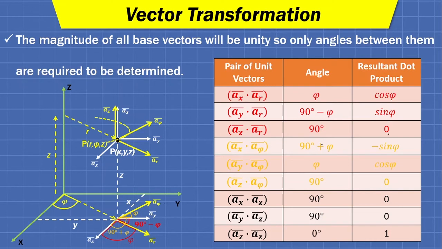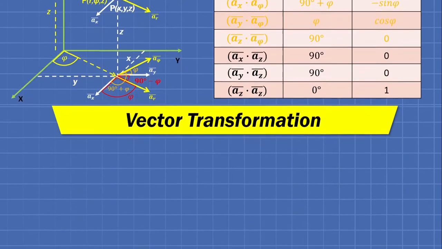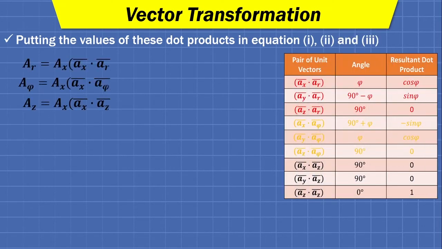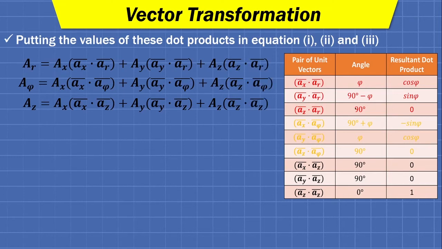And similarly all 9 dot products have been calculated. And as you can see, 4 elements are 0, because at these elements we got a 90 degree angle. Here x and z are perpendicular, z and r make an angle of 90 degrees, and z and phi also make an angle of 90 degrees. So putting these values of dot product in equations 1, 2 and 3. This table is just for your reference, and these are our equations 1, 2 and 3.